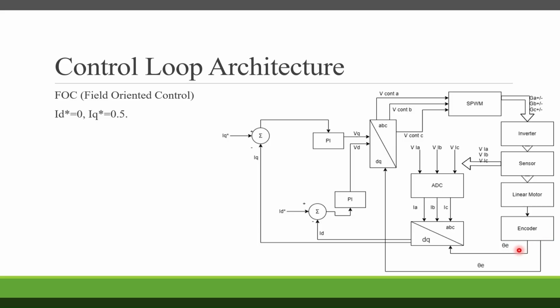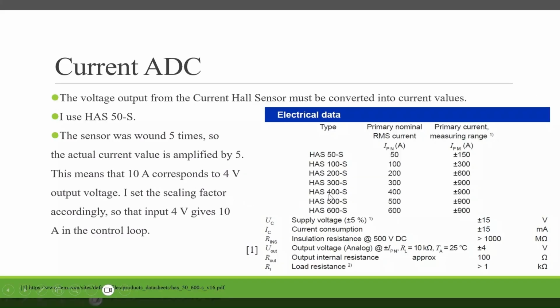To obtain angle information for these two transformations, I use an encoder. To provide feedback information for the control loop, I use a sensor to detect the current information. The information first goes through an ADC, then a transformation, then becomes IQ and ID, therefore completing the loop. Let's start the component part with current ADC.